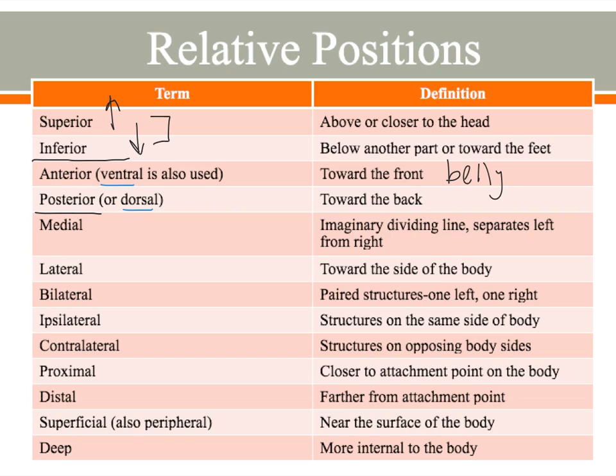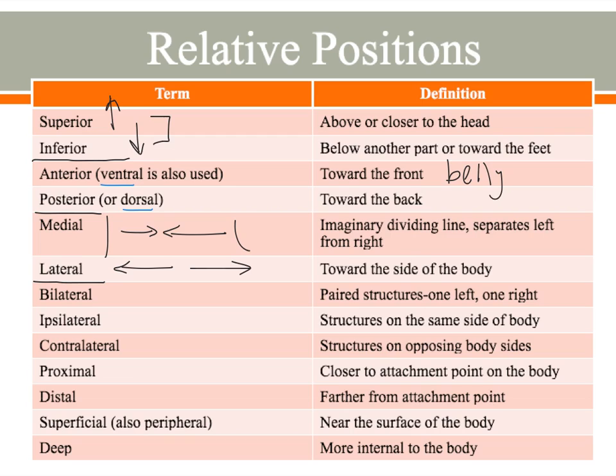Our next set of terms is going to be medial and lateral. Medial means toward the middle, right? So if this is the human body, toward the middle, like your belly button, would be medial. Lateral means toward the sides. So for those of you who play football or watch football, like a lateral pass means a pass toward the side of the field. The lateral part of the body is a part toward the side.